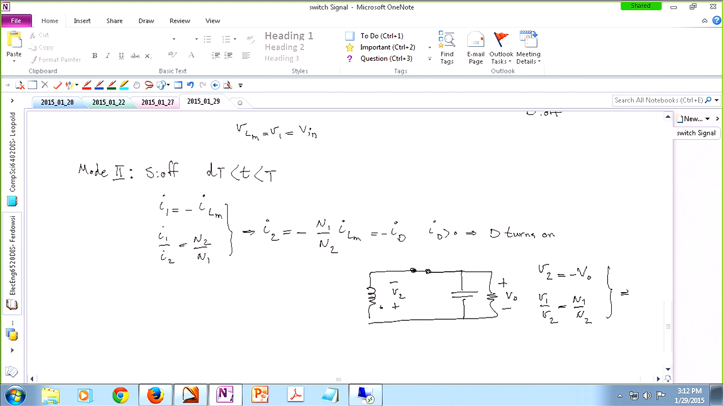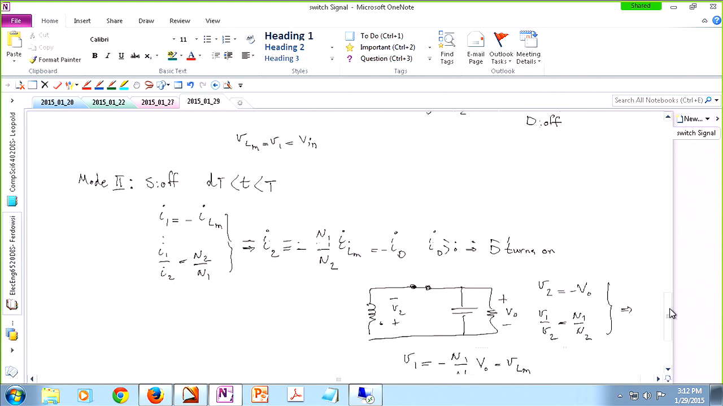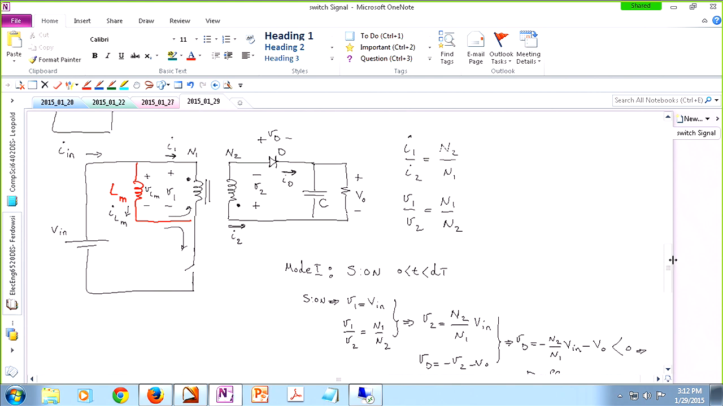So V1 is negative N1 over N2 times the output voltage. And V1 and VLM are the same because they are in parallel. I just labeled them differently, otherwise they represent the same voltage. So now you can see we are applying a negative voltage to the magnetizing inductance.